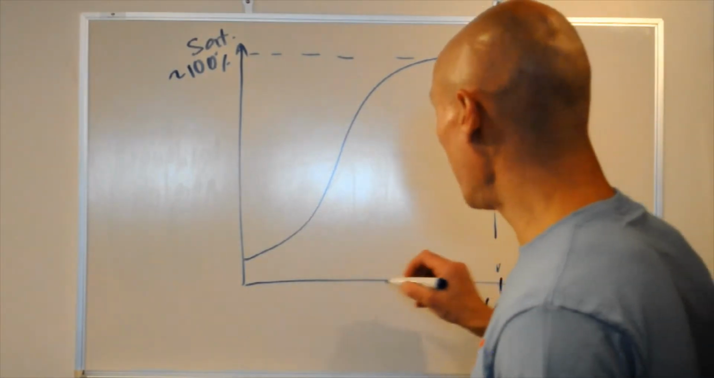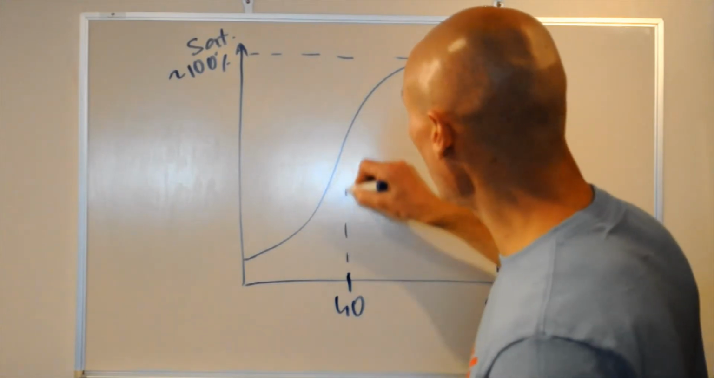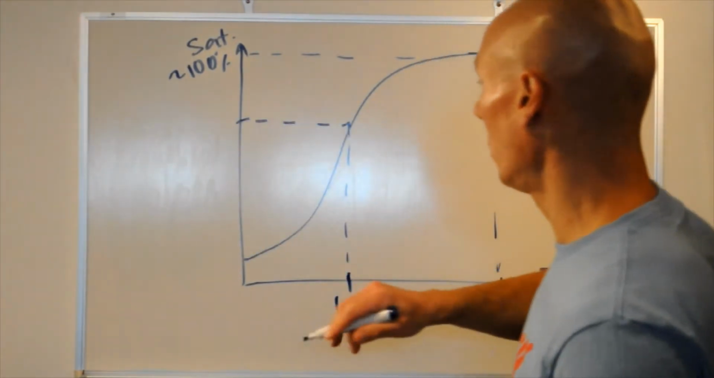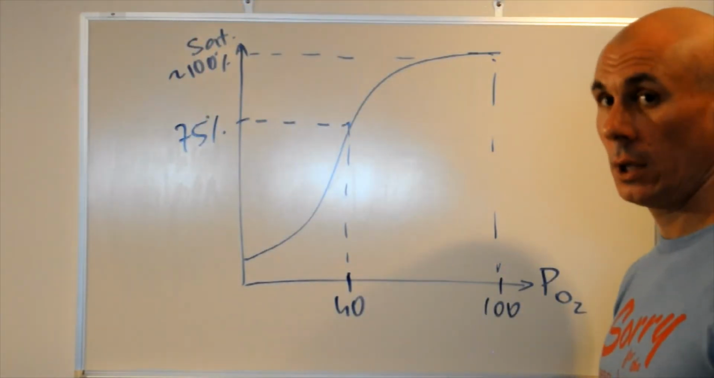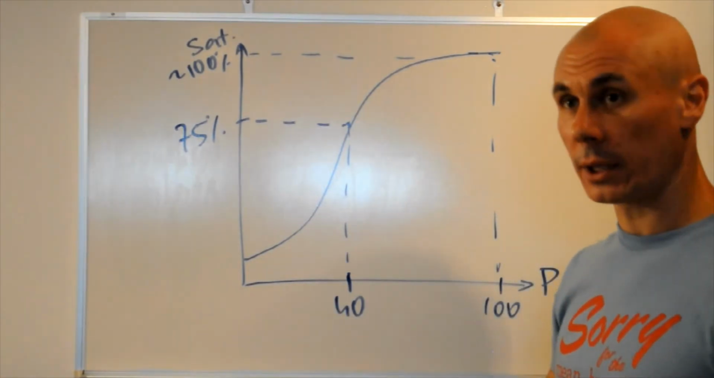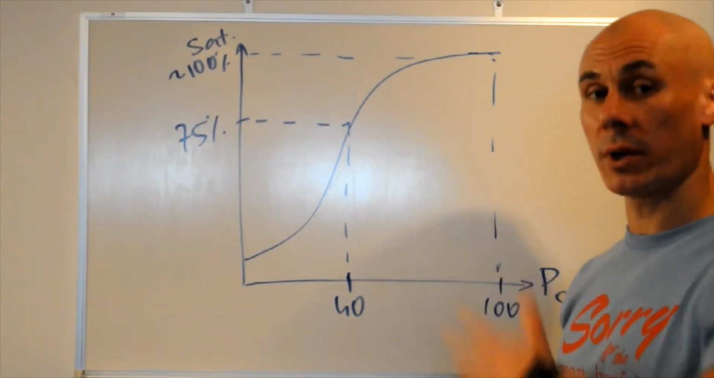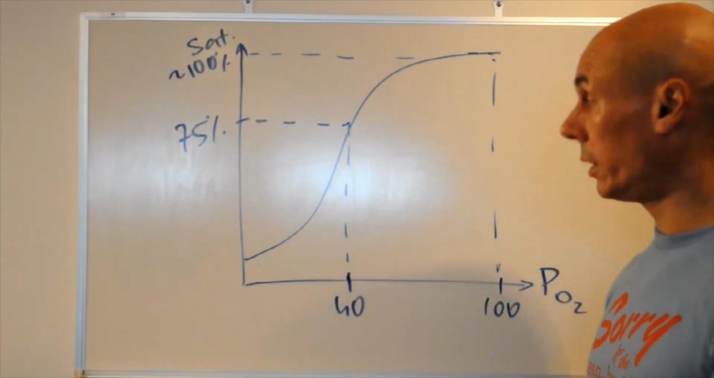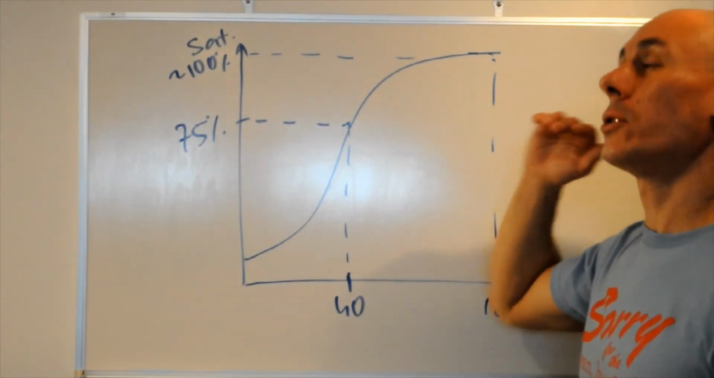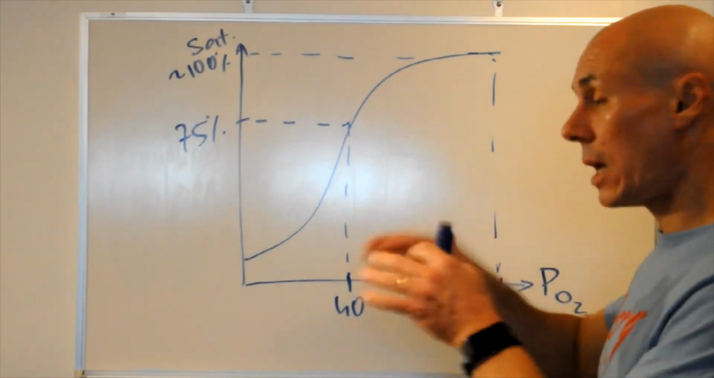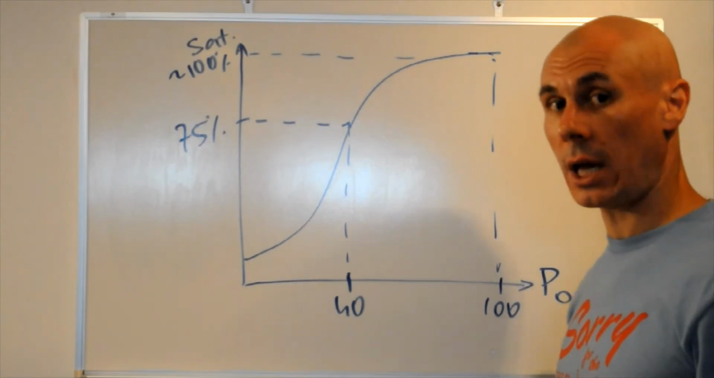Now, for instance, if we take 40 millimeters of mercury, the saturation of hemoglobin molecules will be on average 75%. Now I want to highlight what it means. It doesn't mean that all hemoglobin carries only 3 out of 4. Some carry 4, some carry 2, some carry 1, some carry 3. But on average, 75% of those irons are bound to oxygen. Some of those spots for oxygen carrying are actually empty.